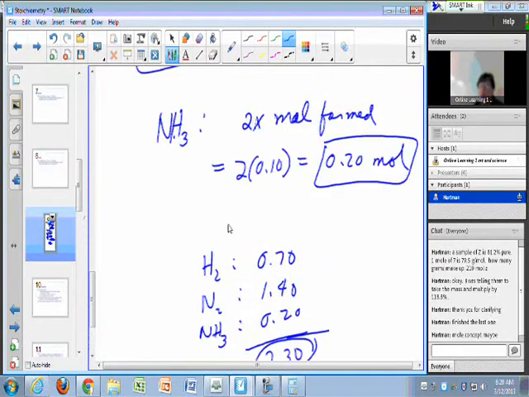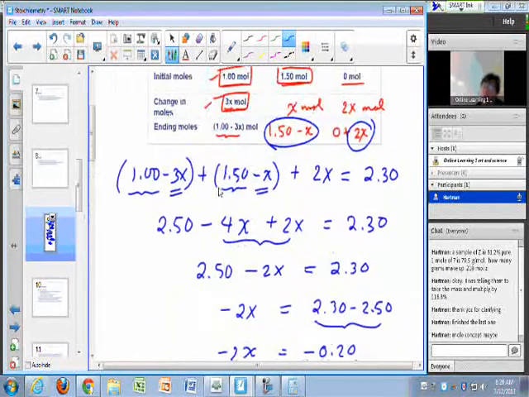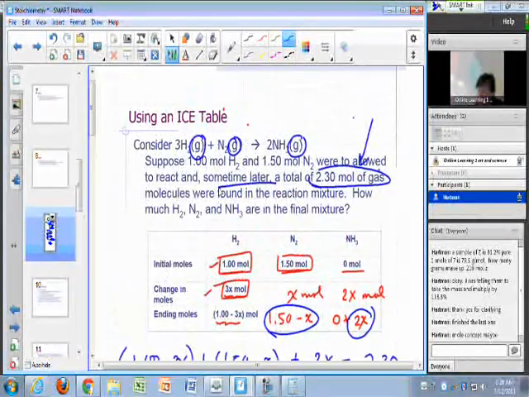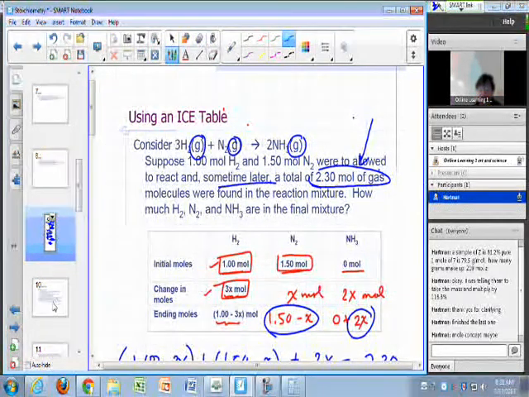So this is known as the ICE table approach to solving stoichiometry problems. This is particularly useful sometimes when a straightforward use of conversion factors will not work, because here you're not told how much reactant or product was consumed. You were just told how much you have in the end, so you have to figure out how much the change was to begin with. So that's how you use an ICE table.